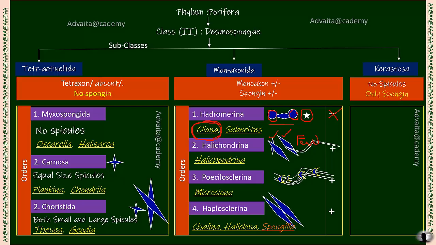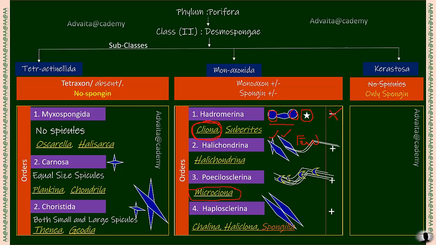Now come to Poecilosclerina. It is very important because it is often asked where sickle shaped spicules are present. They are present in Microceona. So this example is very important. It is also often asked in the examination. Here the spicules are sickle shaped and they are entangled with the spongine fiber. There is a lot of spongine fiber.